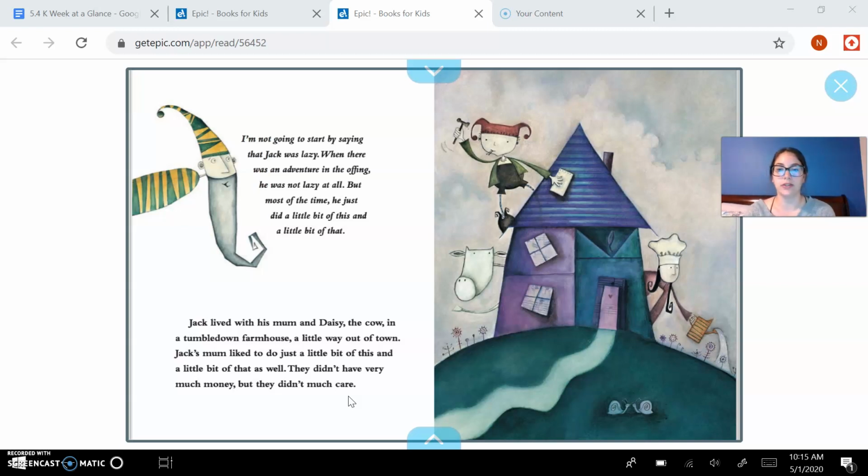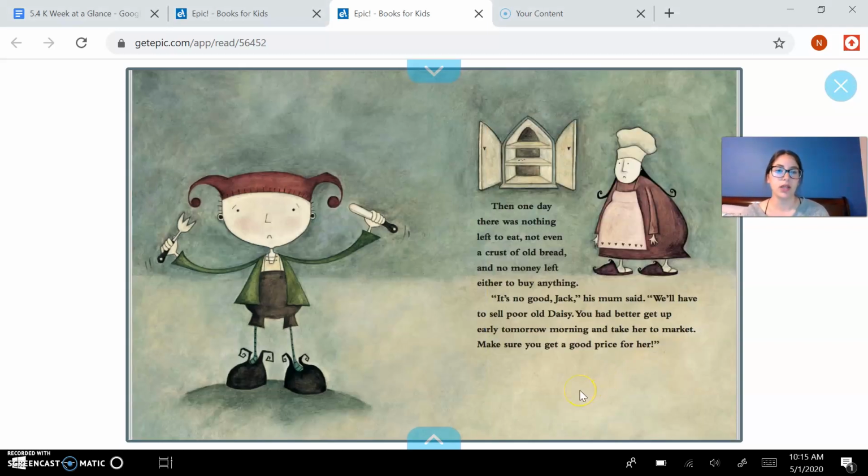Jack's mom liked to do just a little bit of this and a little bit of that as well. They didn't have very much money, but they didn't much care. Then, one day, there was nothing left to eat, not even a crust of old bread, and no money left either to buy anything.